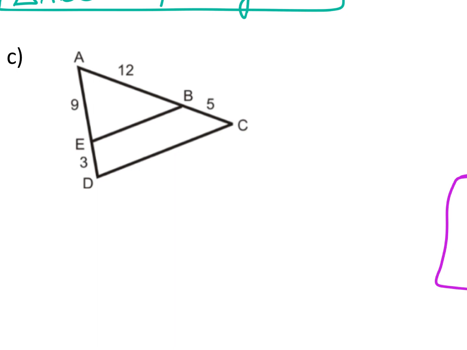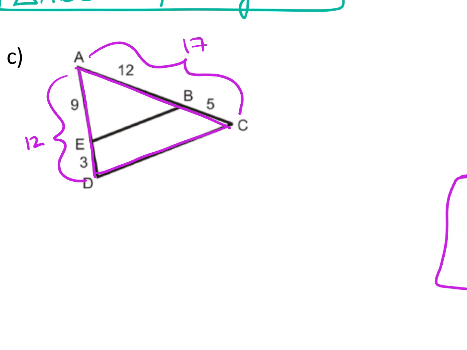12, 9, 12 and 9, okay? What lengths are we going to use for triangle ACD? 17 and 12. Right, make sure you add those together. It's this whole side is 12, right? 9 and 3. This whole side is 17. Okay, so we have 2 sides and 2 sides.